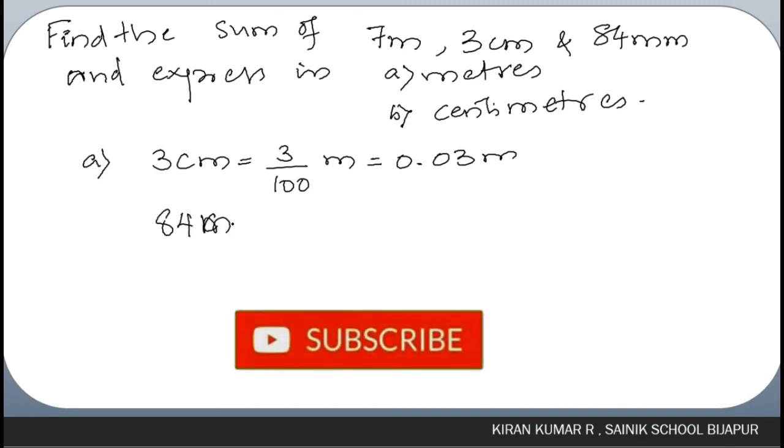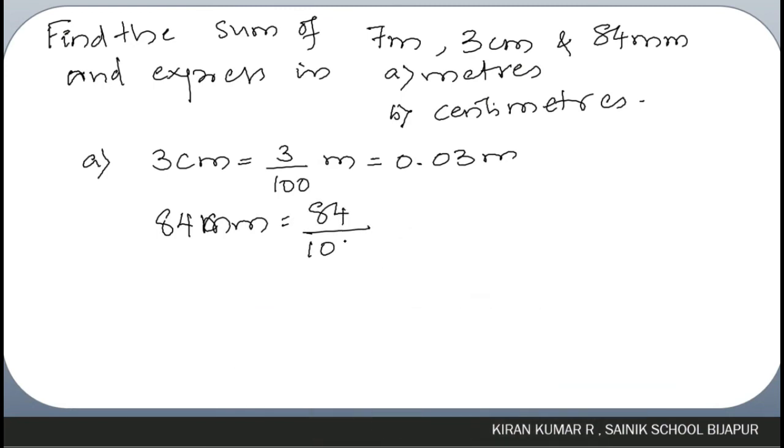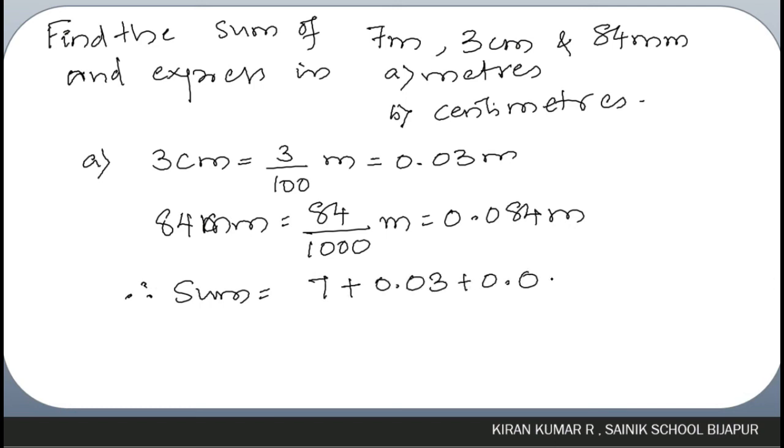84 millimeter, to convert, I will divide 84 by 1000 meters. This will be 0.084 meter. Now all of them are in the same unit, meters. Therefore the sum will be 7 plus 0.03 plus 0.084. You write one below the other and keep adding them. You'll be getting 7.114 meters. This is how I have converted in terms of meter.